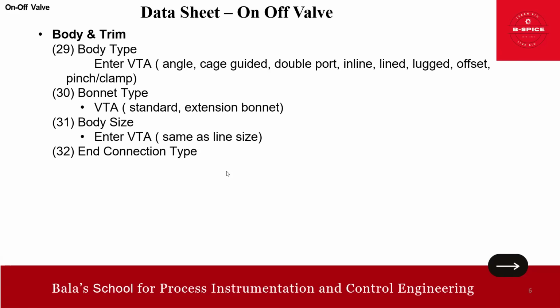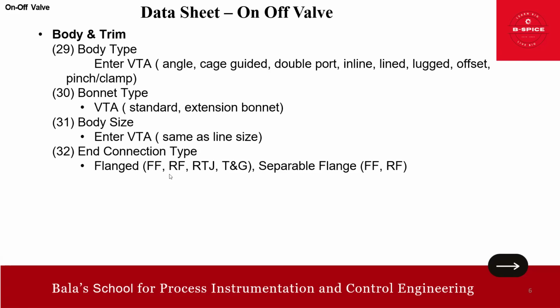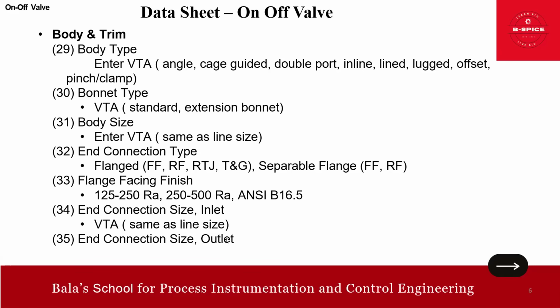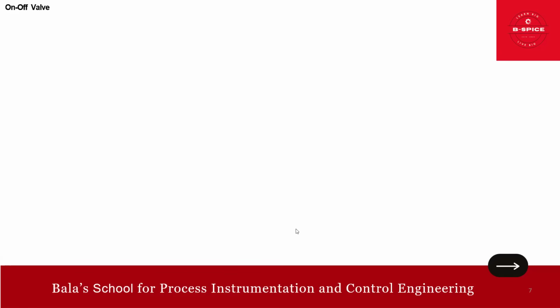Then the end connection can be flanged, raised face, flat face, ring type joint, or a separable flange, based on your requirement. Flat facing finish: 125 to 250 roughness average or 250 to 500 roughness average, in line with ASME B16.5. Then the end connection size, of course, is the same as the line size. The end connection outlet is also the same as the line size.